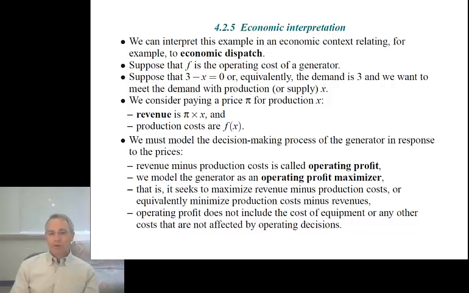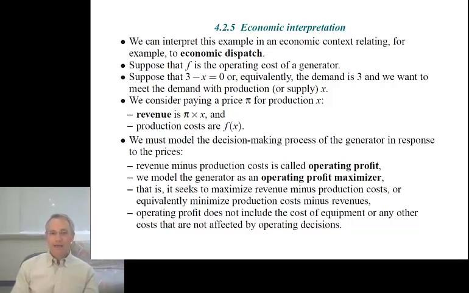When we look at markets, we're going to need to define prices. Let me use the symbol pi for price. I'm going to imagine that we have a generator, and somehow it's going to sell its production into a market, and the market price is going to be pi, and it will receive that price for all of the units of its production. So it produces x, the price is pi, and that means its revenue is pi times x. On the other hand, its production costs are f of x.